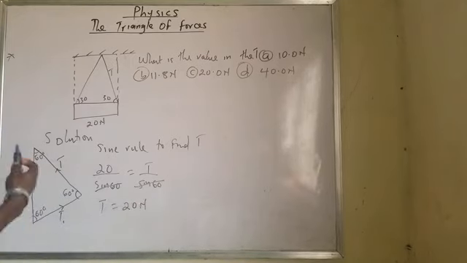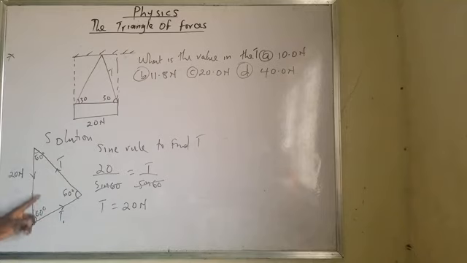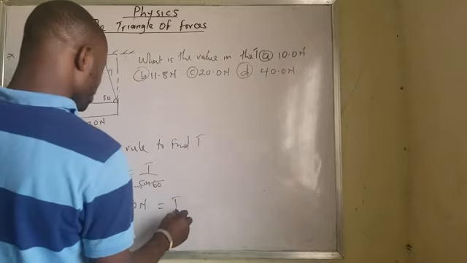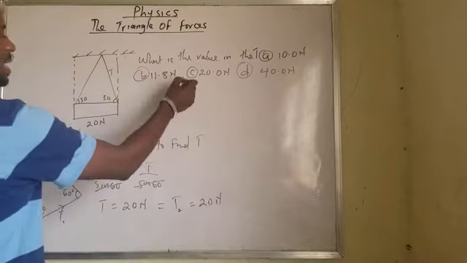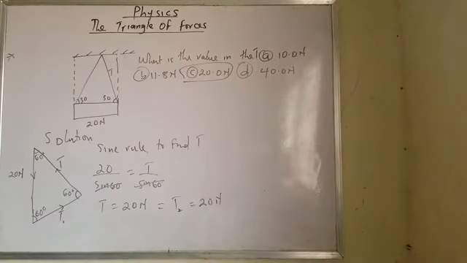I don't need to solve much, because it's a very simple question. Since the angles are the same, all the sides are the same, which is also equal to T2, which is equal to 20 Newton. It means my answer is C. That is my answer. Can you see how simple it is?